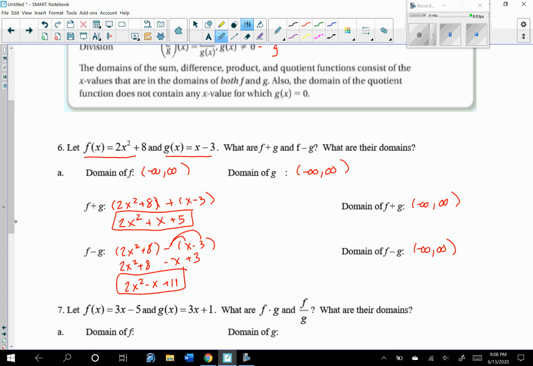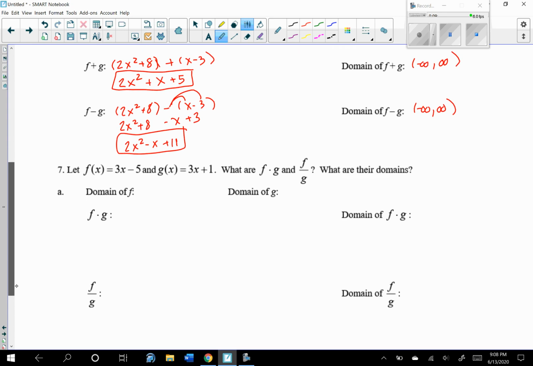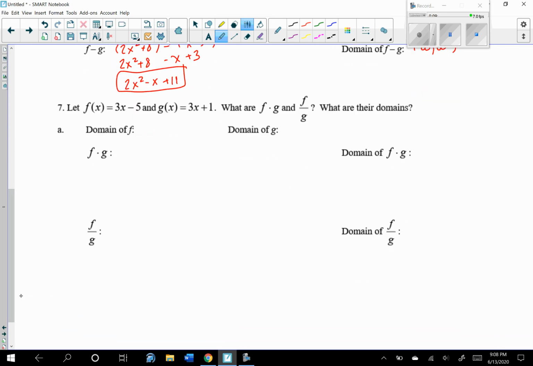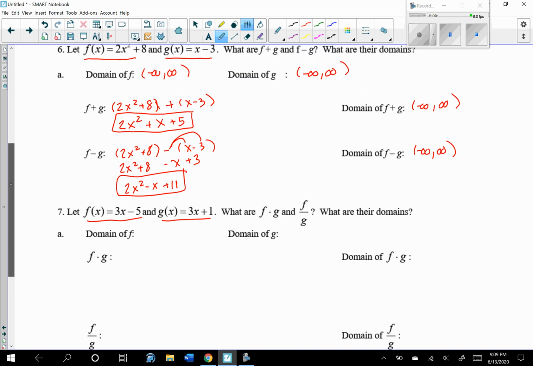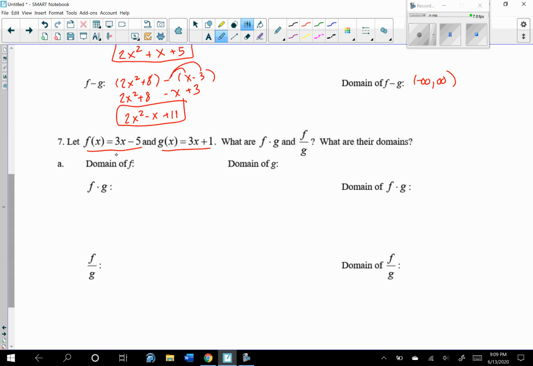So that's not too bad when you're doing addition subtraction. So let's go ahead and look at when we do multiplication division, which sometimes starts to get a little bit harder. So if I look at f of x again and g of x again, no red flags, so all real numbers.